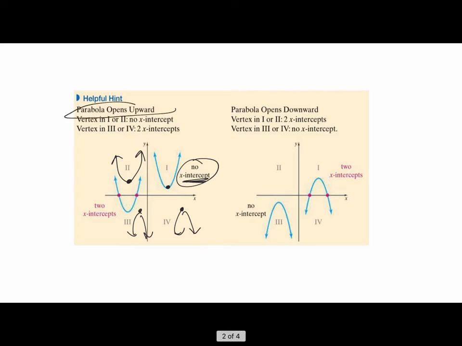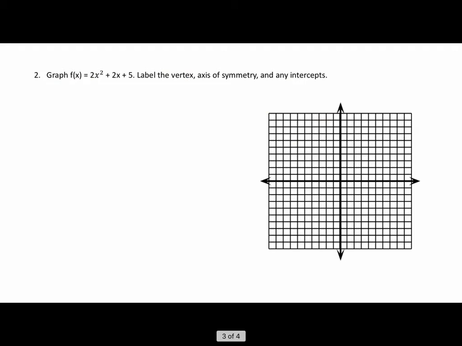How do you know whether it opens up or down? Up is a positive a times x squared. Down is a negative a times x squared. So if that coefficient of the x squared term is positive, opens up, negative opens down. So that's how we can determine whether we have any x-intercepts at all, and that's important. If there aren't any, why bother them?